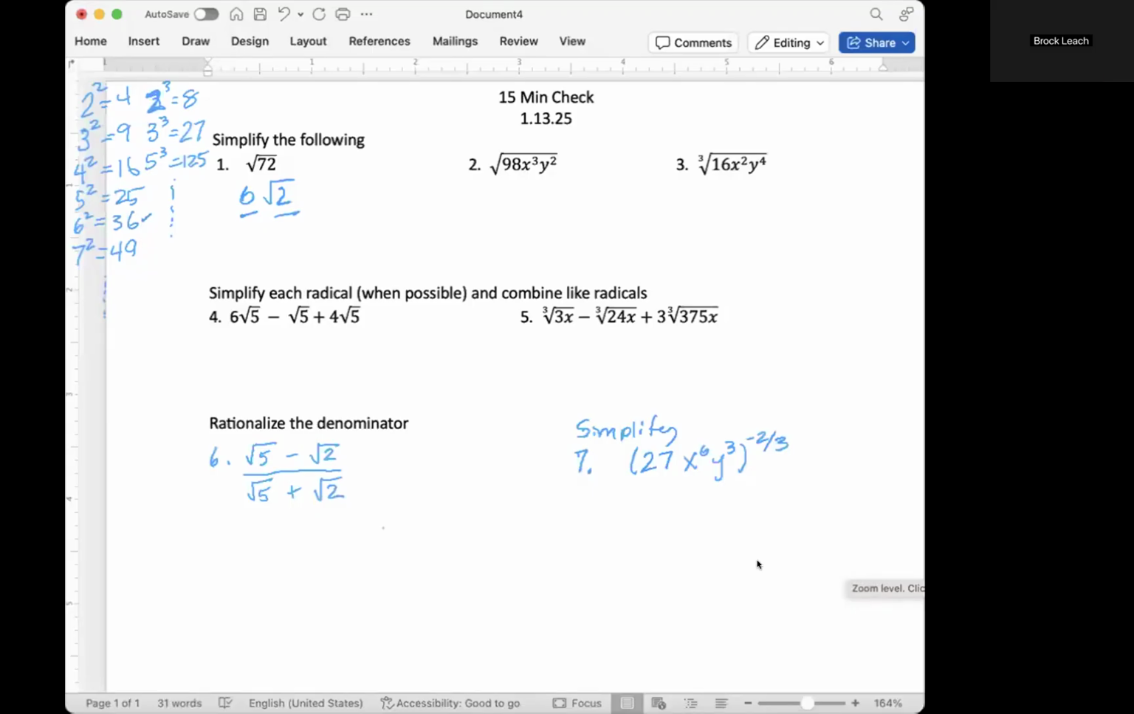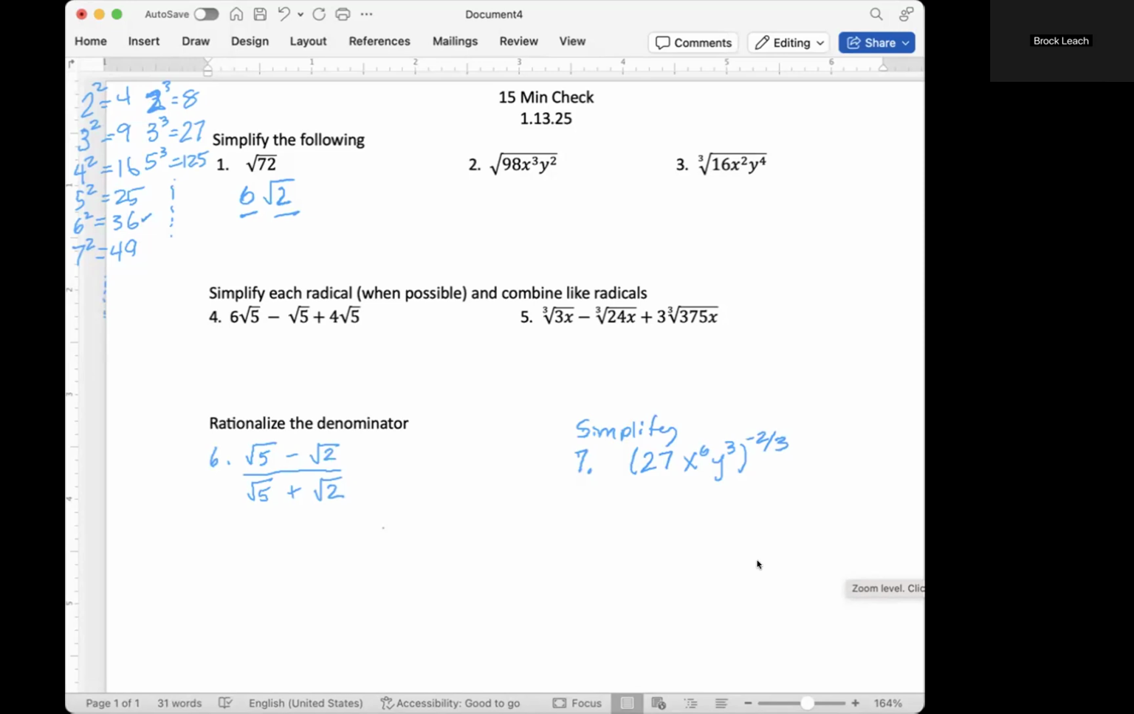So as we simplify these, we're looking for perfect squares. The nice thing about the variables is that they're telling us how many we have. Like we know we have 3 x's, x to the third. We know we have 2 y's, y squared. So with square roots, we're looking for pairs, right?